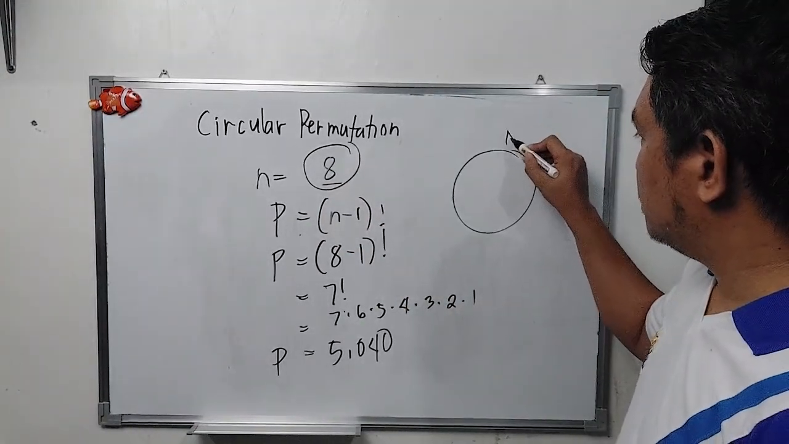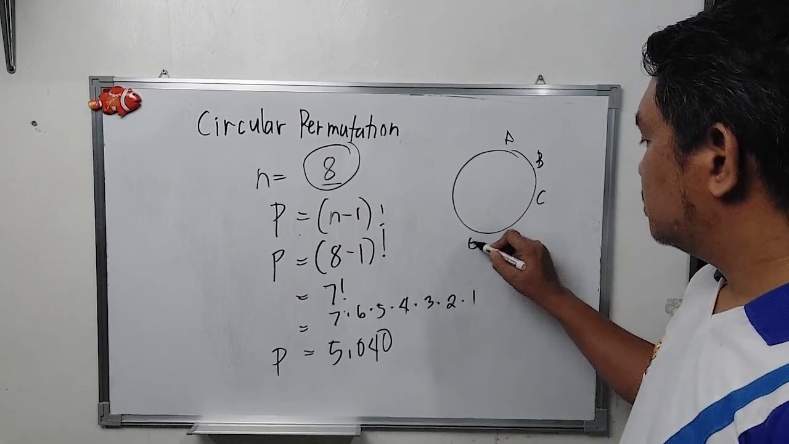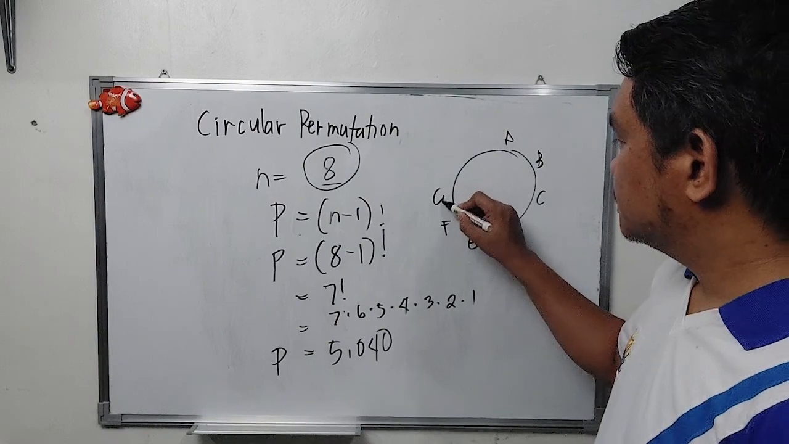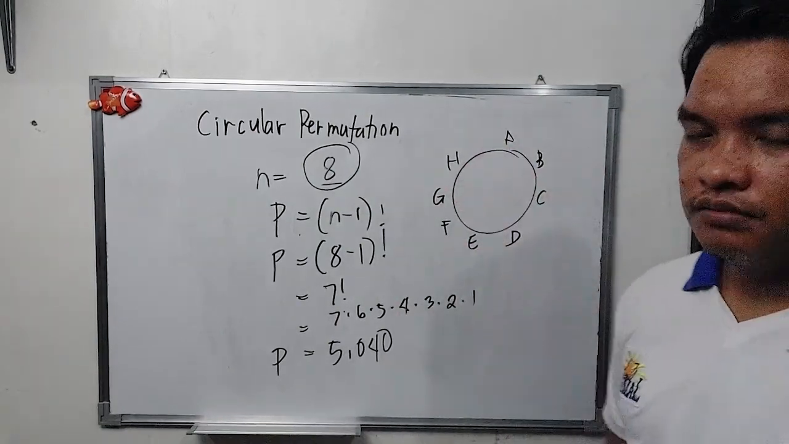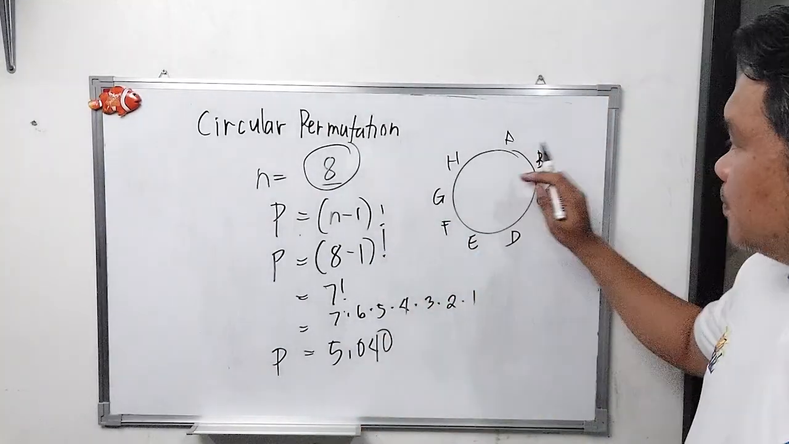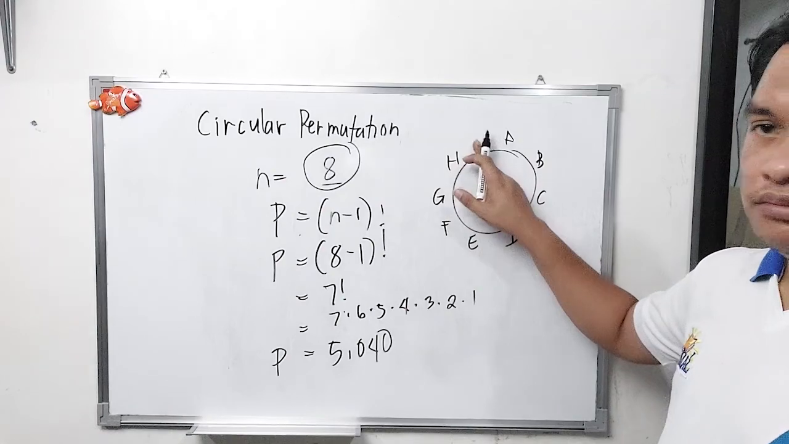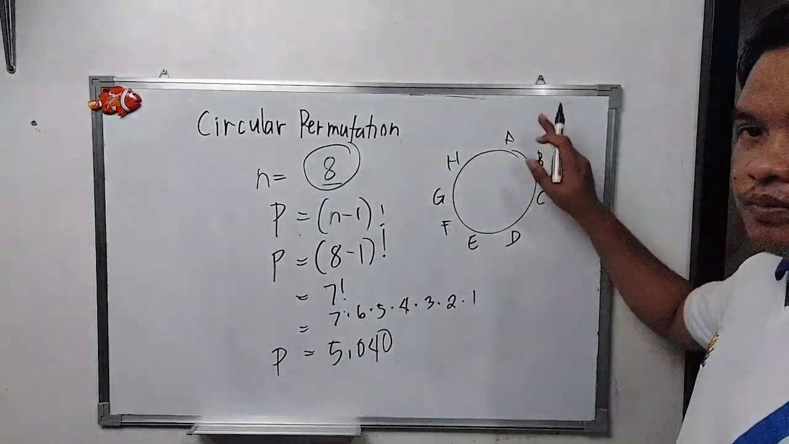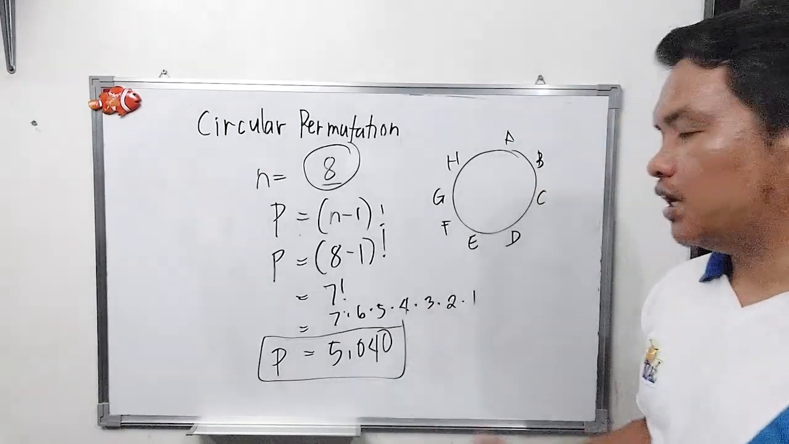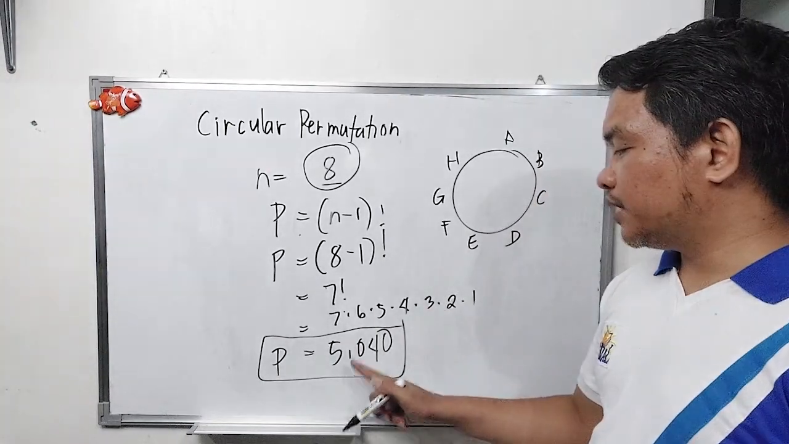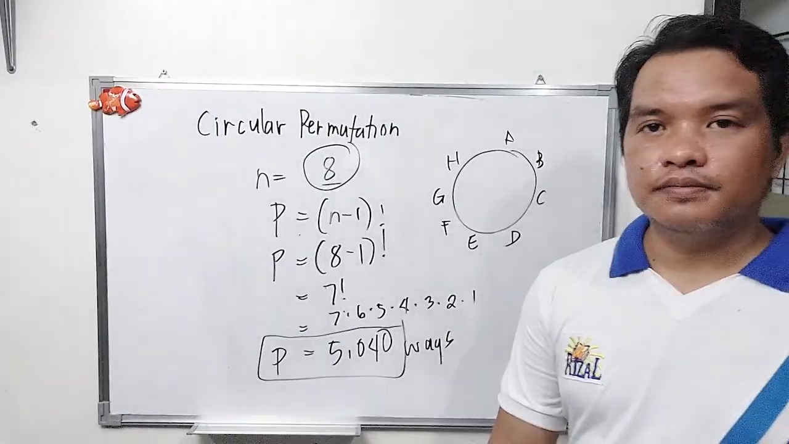So, we have A, B, C, D, E, F, G, H. Pag ito nagpalit, isang permutation na yun. Ito nagpalit, another permutation. So, makakabuo ka ng 5,040 arrangements. Okay na.